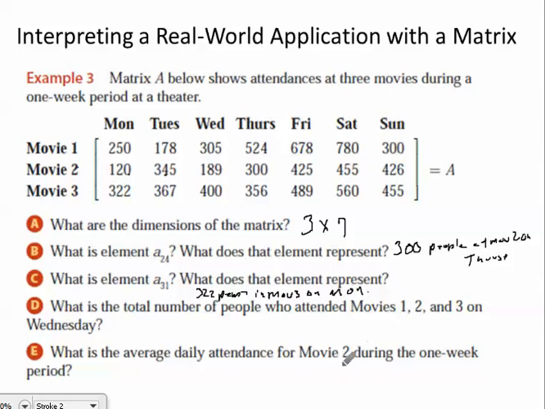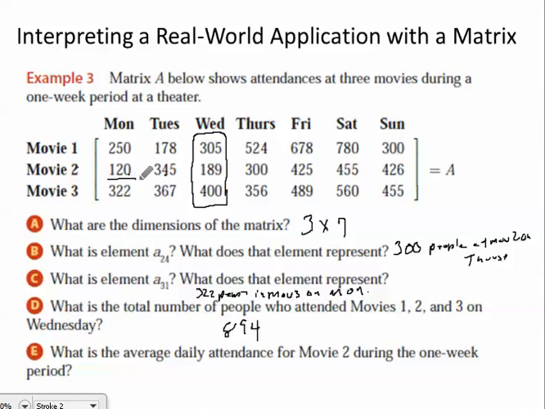Okay? So what's the total number of people who attended movies 1, 2, and 3 on Wednesday? Well, that would be this whole column here, wouldn't it? So all I'd have to do is add up that column. Let's see here, 894. And what's the average attendance for movie 2 during the 1 week period?